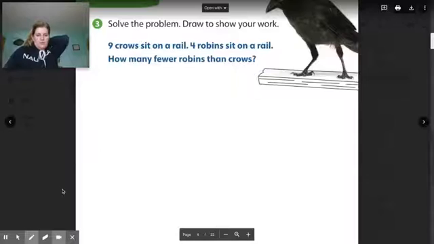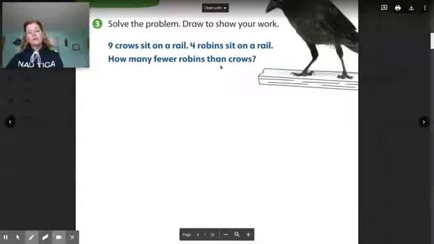Oh, crows. They must know up here in Washington we have our crows. Okay. 9 crows sit on a rail. 4 robins sit on a rail. How many fewer robins than crows? Oh my gosh, this sounds like our last one. 9 crows sit on a rail. 4 robins sit on a rail. How many fewer robins than crows?